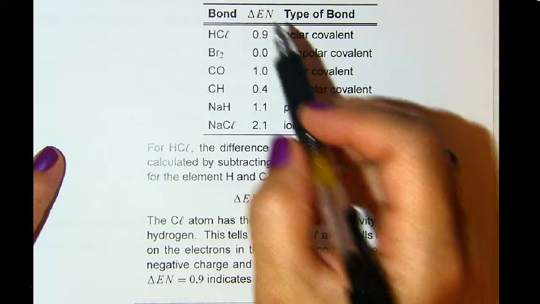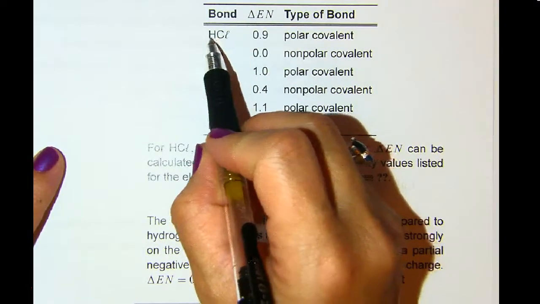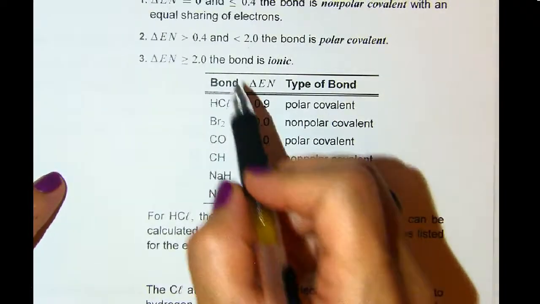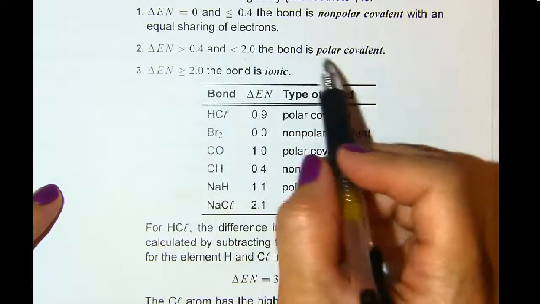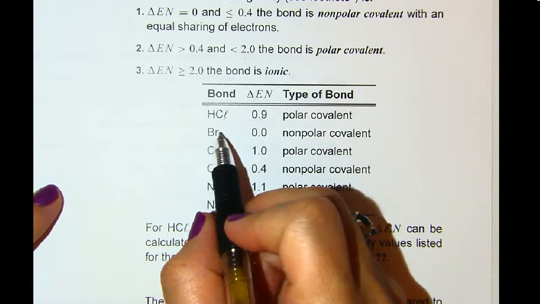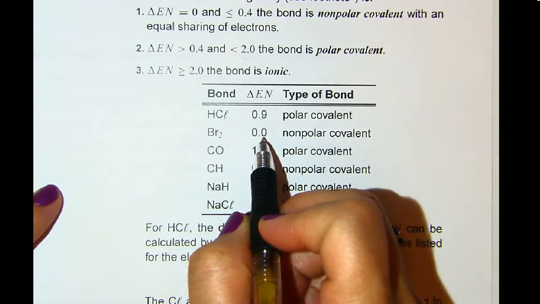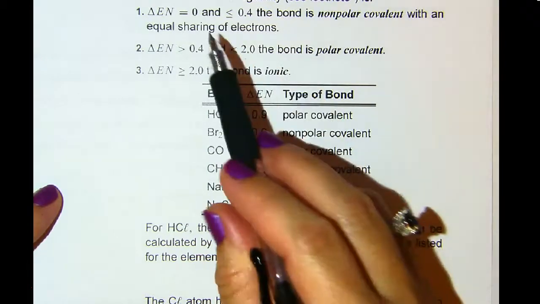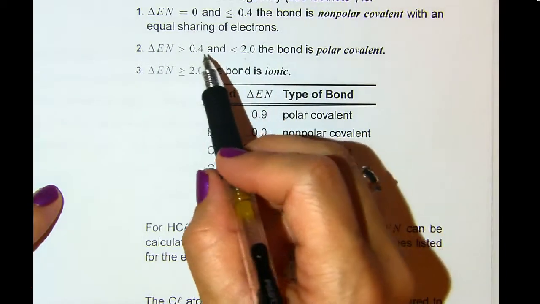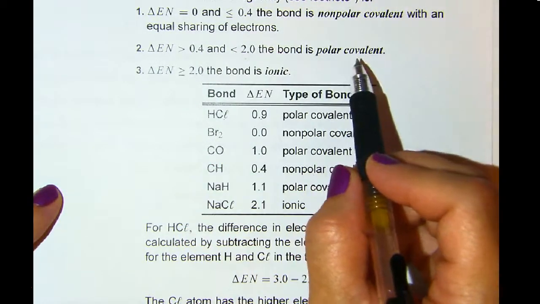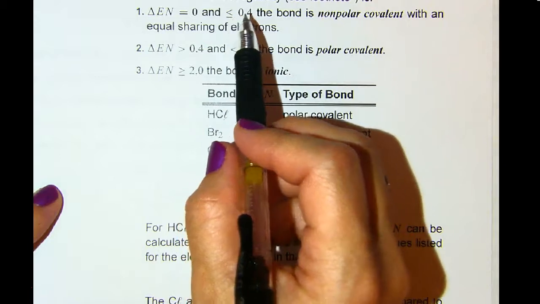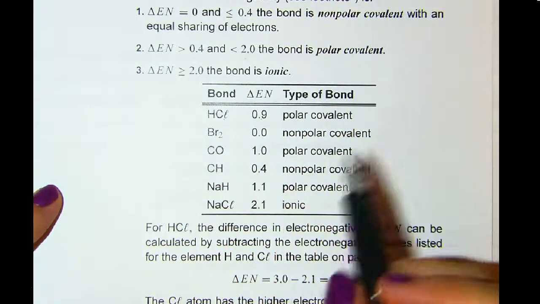So here are some examples of different bonds, and you can see these are two different elements, and the difference in their electronegativities is 0.9, which falls in the range of 0.4 to 2.0, and so this is a polar covalent bond. Notice that Br2 is two identical atoms. Automatically, you're going to have a 0 difference in electronegativity, which is going to be a nonpolar covalent bond, and that's up here. Carbon and oxygen has a difference of 1.0, which falls in this range here, which makes it a polar covalent bond. Carbon and hydrogen have a 0.4, and so because it is equal to 0.4, it's going to be considered a nonpolar covalent bond.